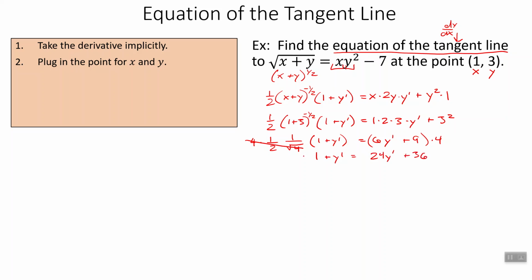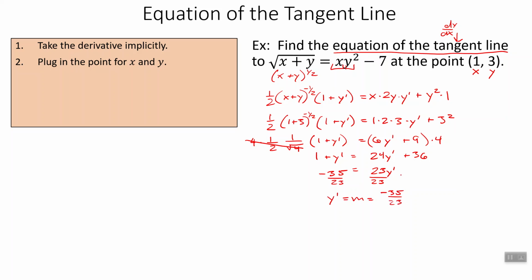So that multiplying by 4 got rid of my fractions for me. I know some of you don't like fractions so much out there. So we're going to subtract y prime here. We get 23 y primes. We're going to subtract 36 from here. We're going to get negative 35. And we're going to divide both sides by 23. And we get that our y prime, which is our slope, is negative 35 over 23.